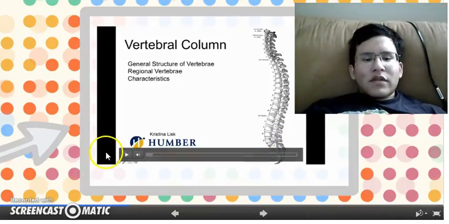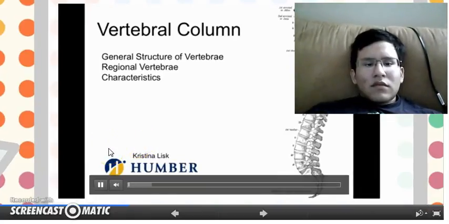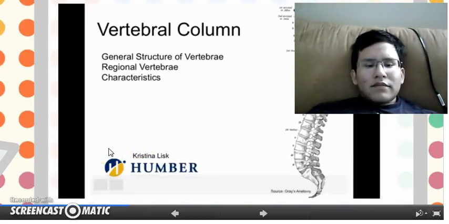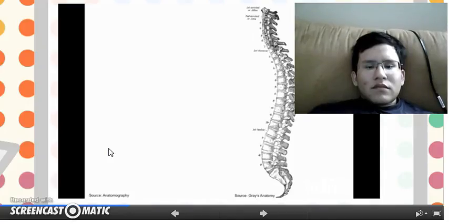The first video. We will be discussing the vertebral column. We will go over the general characteristics of a typical vertebrae, along with regional characteristics. The vertebral column consists of individual vertebrae and intervertebral discs. When viewed from the lateral aspect, we can see that it consists of various curvatures.